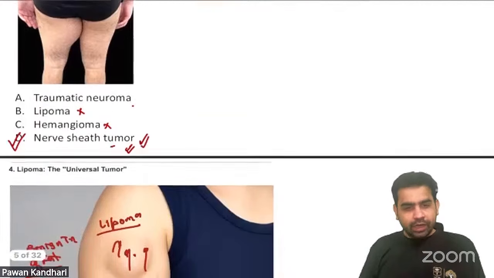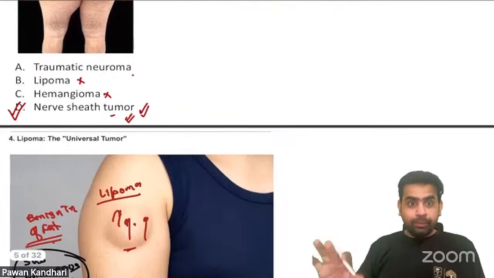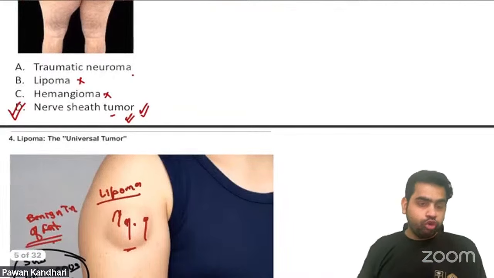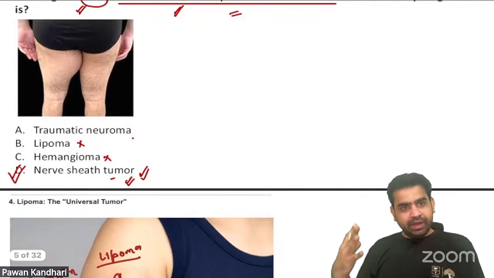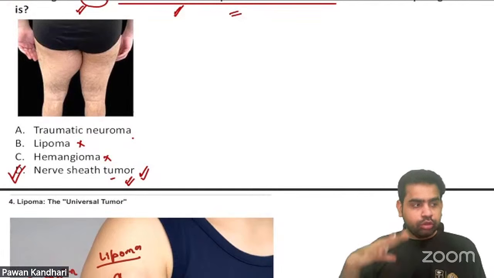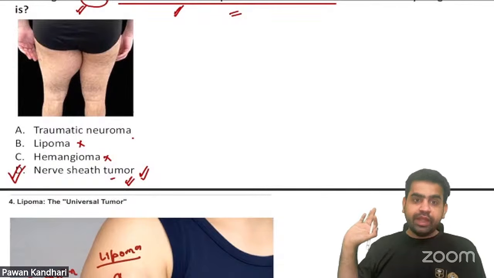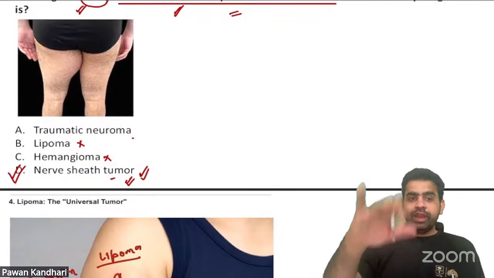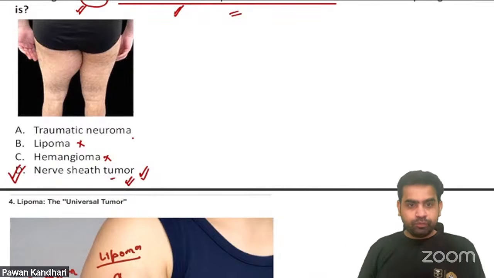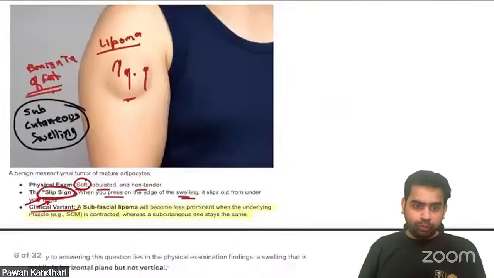Now, it was completely a new question, but the examiner did not expect you to know about the nerve sheath tumor. What they expected is whether you have developed the thought process over the previously asked questions, because the questions on the lipoma and the hemangioma have already been asked. So that's what they actually expected from you.